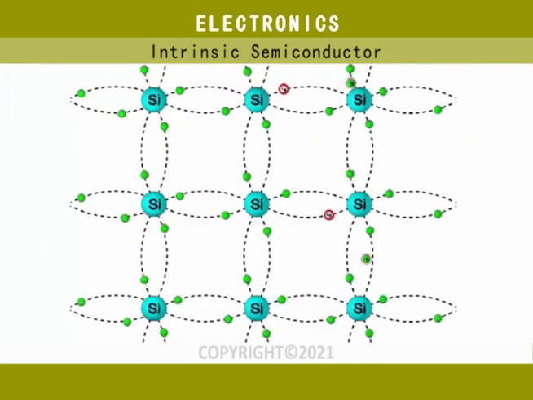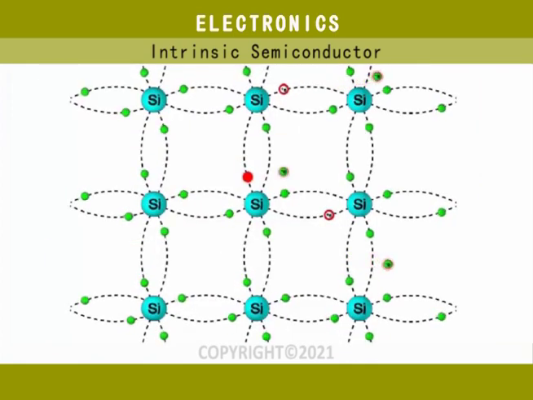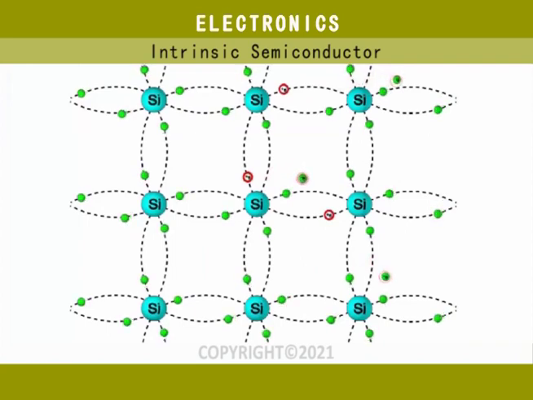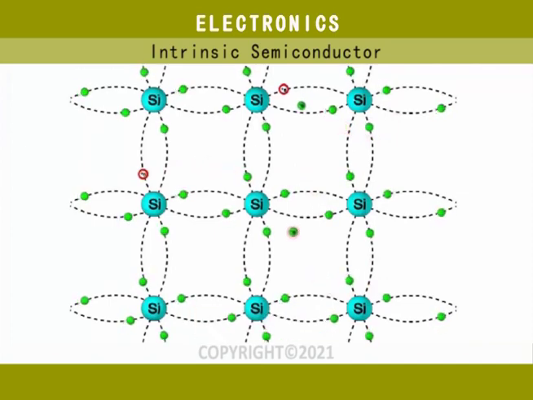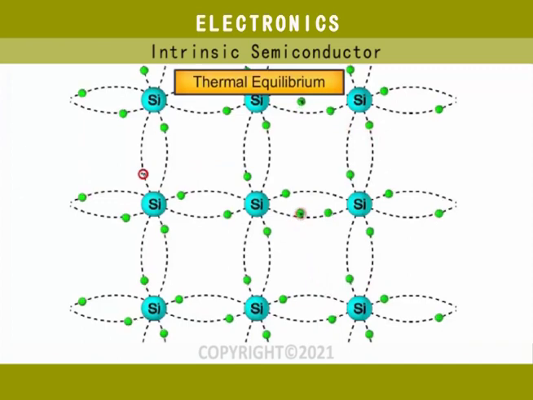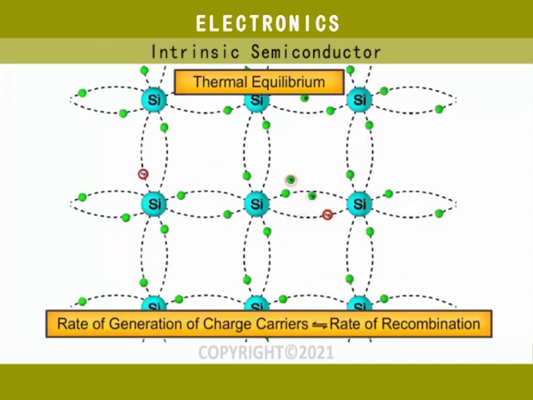If a free electron collides with a hole, it fills the vacancy in the covalent bond without generating any other hole. This is called the process of recombination. Under thermal equilibrium, the rate of generation of free electrons and holes is equal to the rate of their recombination, so the density of the charge carriers remains constant.